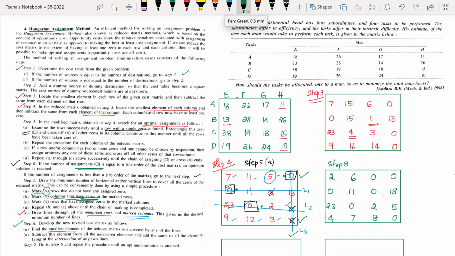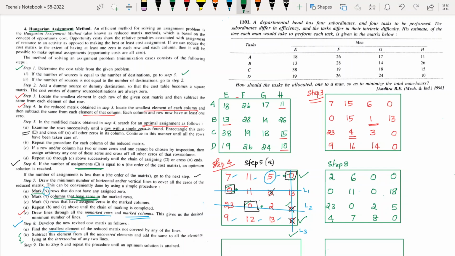Okay. Now we repeat step 6. What is step 6? Even before repeating this step 6, we find the smallest element not covered by any of the lines, so that is already done. Subtract this element from all the uncovered elements and add the same to all elements lying at the intersection of the two lines, so that is already done. Now go to step 6 and repeat the procedure until an optimum solution is obtained.